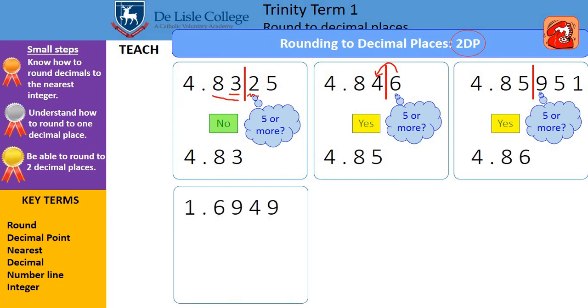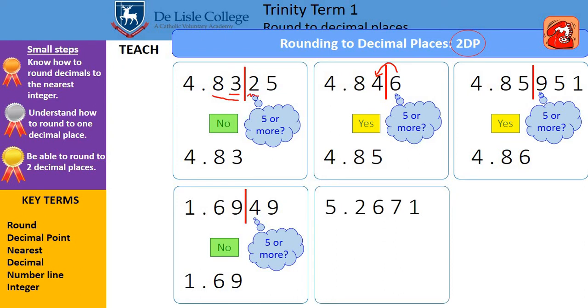And then we've got 1.6949. Does that 4 affect the 9? It doesn't, because it's less than 5, so it's 1.69. And then we've got 5.267. So we've got our 2 decimal numbers here. The 6 is probably the one that's going to change, and the 7's in charge. Is the 7 5 or more? Yes, it is, so it rounds up to 5.27.